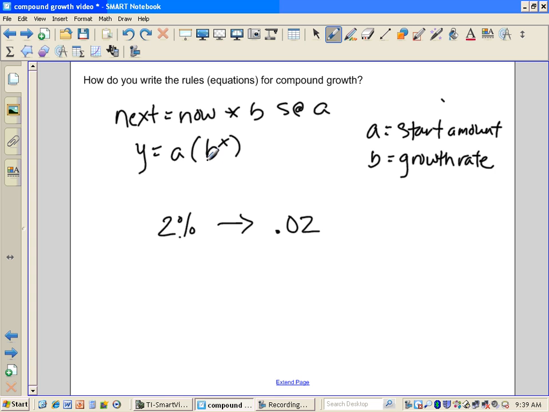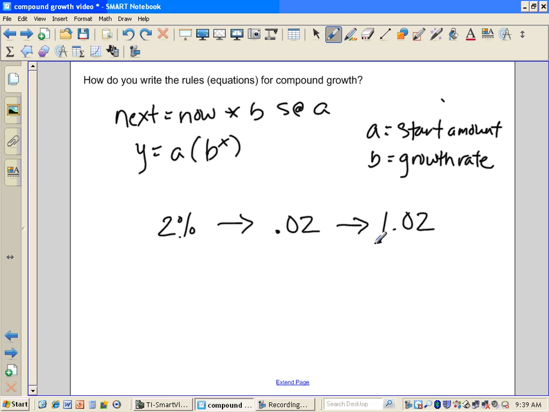The second thing we need to do is we're going to need to put a 1 in front, so it's going to become 1.02. Now the reason for that is if we just put 0.02 in for our b value, we don't have something that's greater than 1, so our data is actually going to decay, it's going to decrease, because we don't just want 2% left of our data each time, we want to add that 2% in.